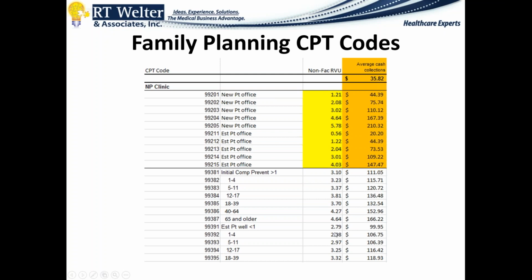We also discussed identifying your family planning specific CPT codes. If you have a robust electronic health record and practice management system, this data is fairly easy to retrieve. We have our list of CPT codes specific to family planning. As you know, this is not an all-inclusive list. And then we discussed utilizing the RBRVS or non-facility RVU as a means for calculating costs, as well as the Medicare Fee Schedule.